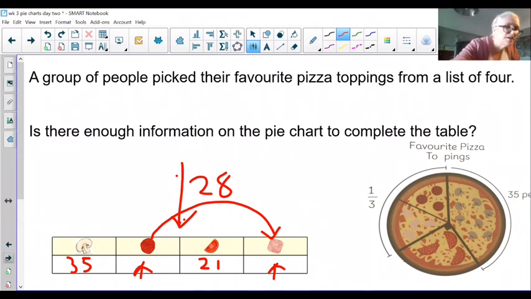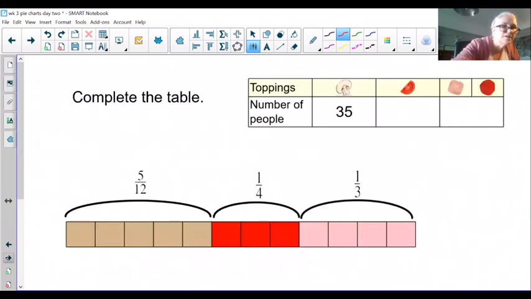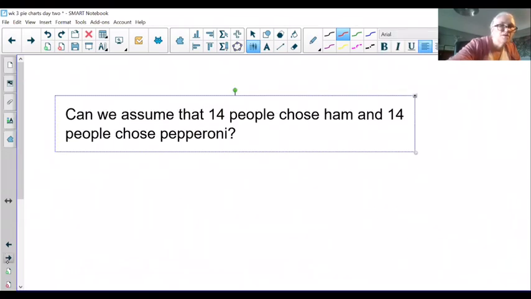So if we think about that, we can't assume that 14 people chose ham and 14 people chose pepperoni. Well, we can't assume that, can we? So we can't complete the whole table. We can just get more information.